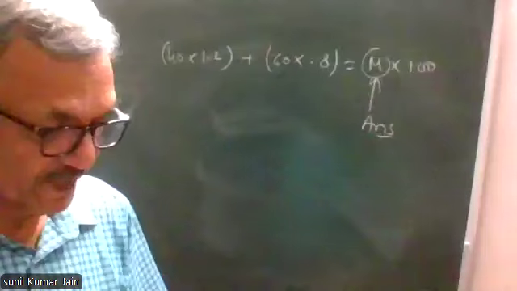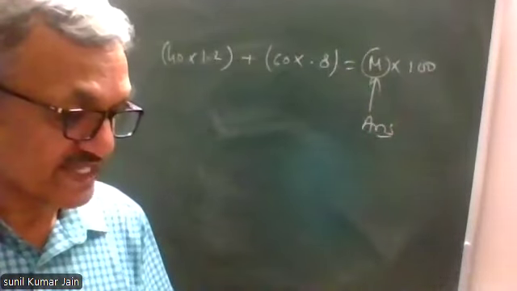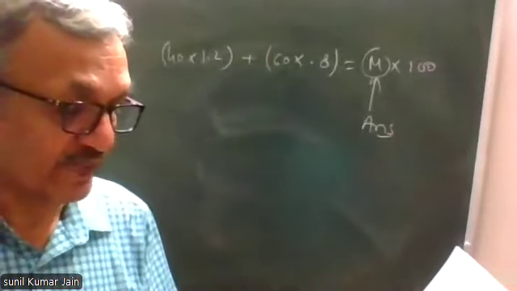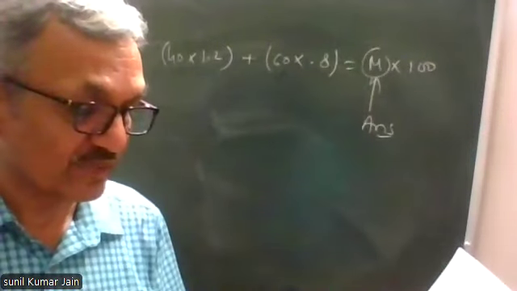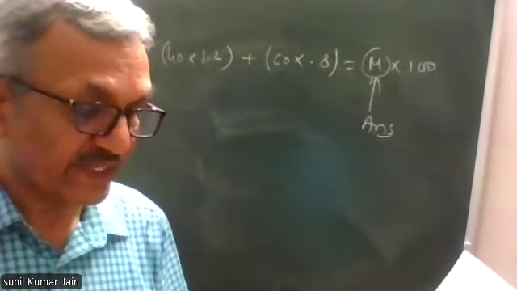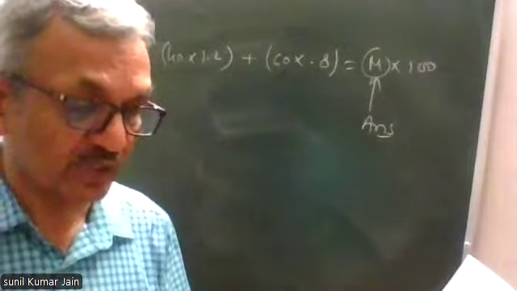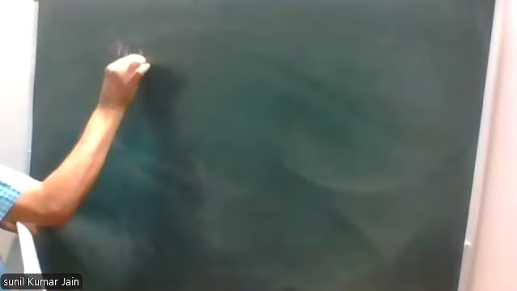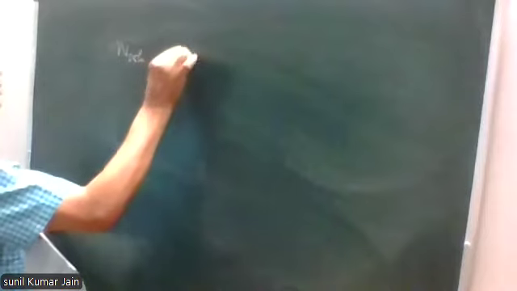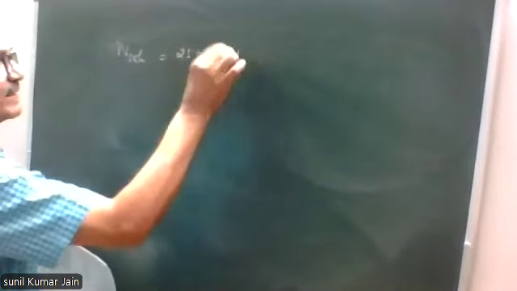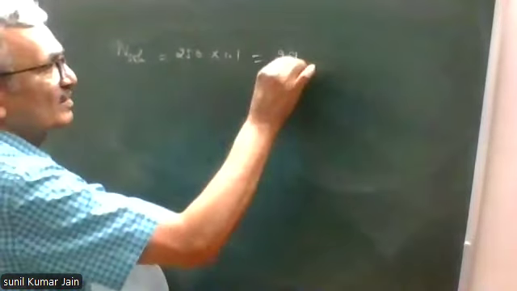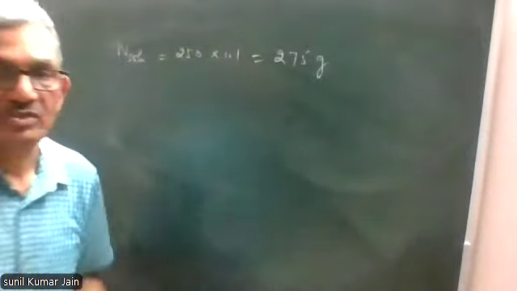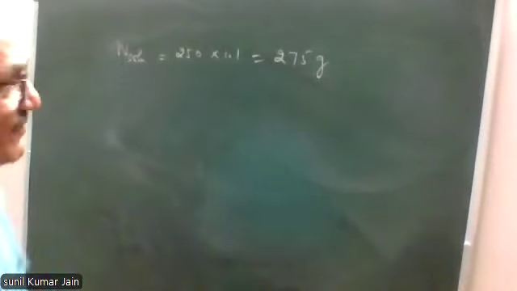Sixth numerical. 250 cc of an aqueous solution, density 1.1, contains 15 grams of urea. Calculate its molality and molarity. Okay. Weight of solution is 250 into density. So weight of solution is 275 grams.